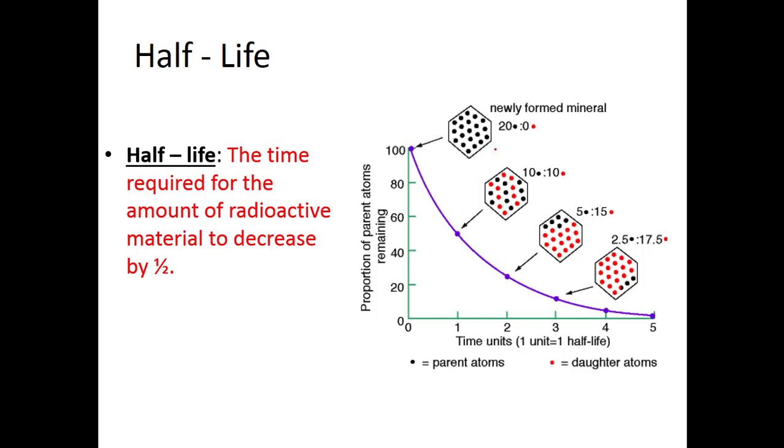So we call the original starting pieces parent atoms, and as in real life, parents produce offspring, which we call daughter atoms. Not to be gender specific, it's just terminology used. Instead of son atoms, we just call them daughter atoms. So we go from a 20 to 0 to a 10 to 10, to a 5 to 15, to a 2.5 to 7.5, and so on and so forth.